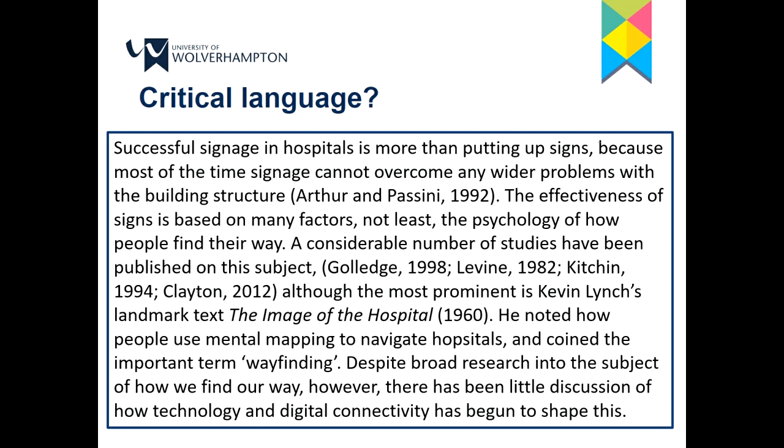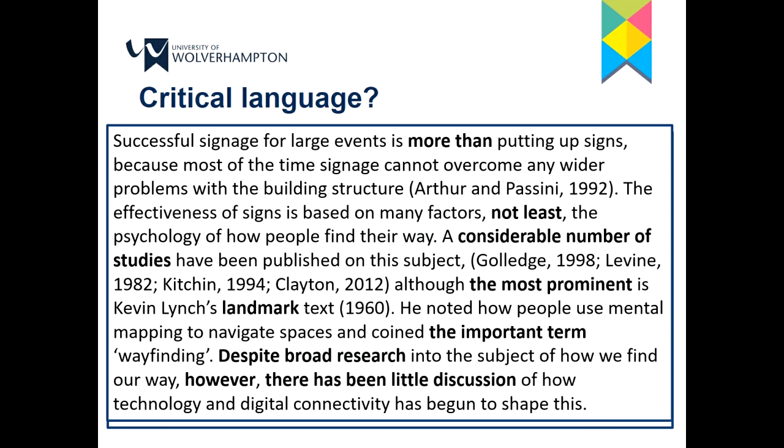So let's pull out some of that critical language. We're saying things like more than, not least. If we're saying that a number of studies have been carried out, then we need to prove that. We need to be listing them and citing them. We're giving our opinion about what research is the most prominent. We're recognizing and highlighting that there are seminal pieces of literature within our topic. We're pulling out key elements of that. Alongside all of that, we're saying that despite all of the research that has gone on beforehand, there's a gap. And that gap is something we could fill in our research and discussion on the topic.